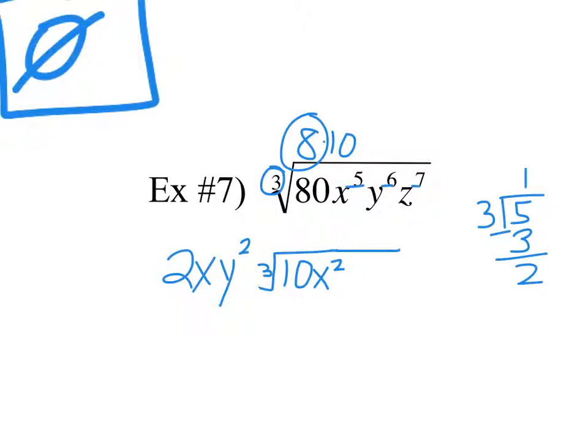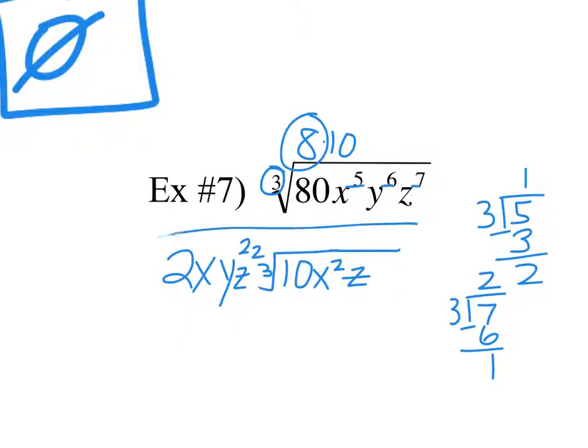Now the last one, 3 goes into 7 how many times? 2 times, with how many remainders? 1 remainder. So z squared on the outside, 2 times, with 1 z left on the inside.